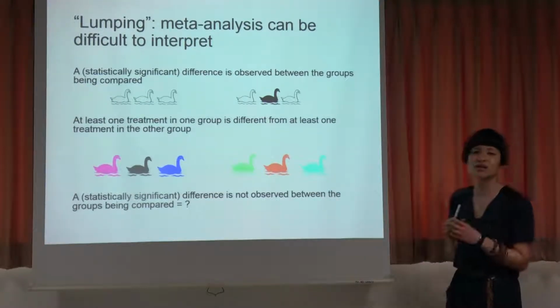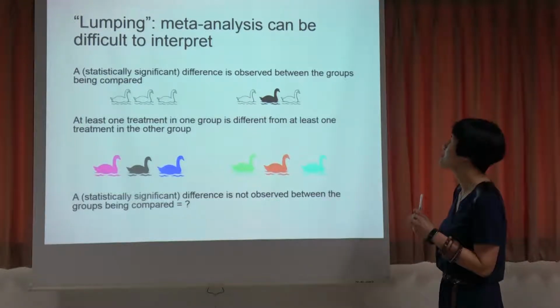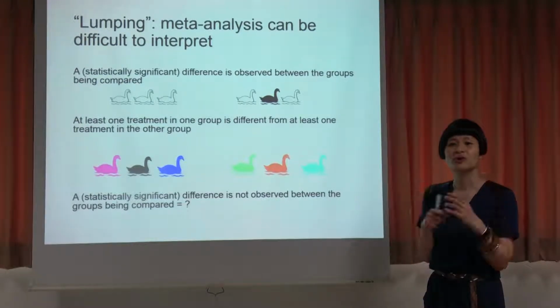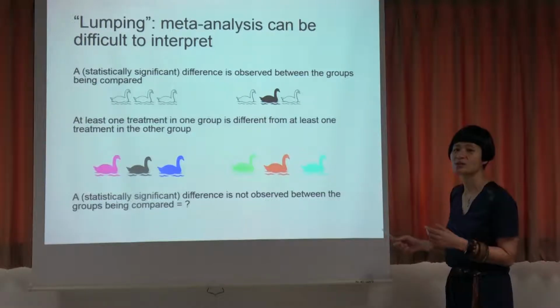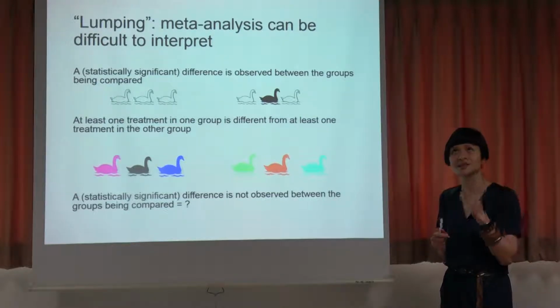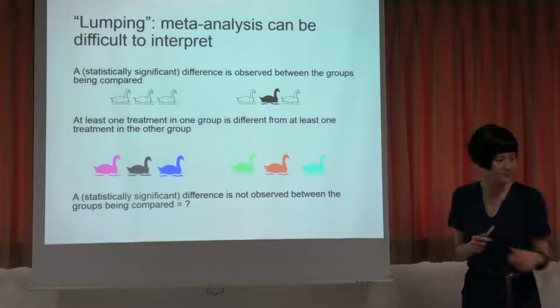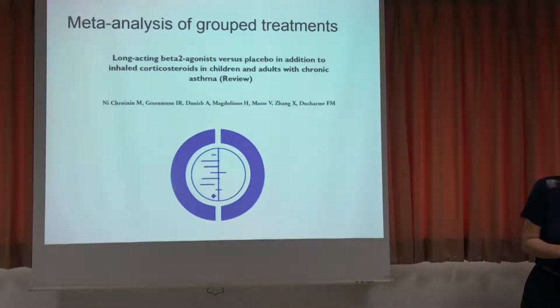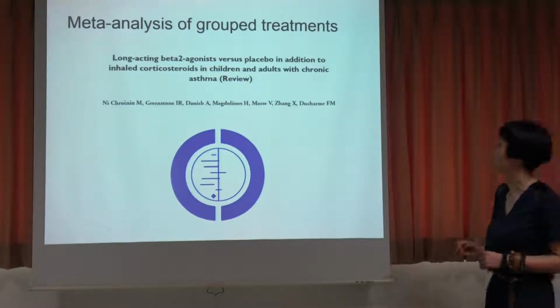So if you lump it together and then try and do a pairwise meta-analysis, you lose a lot of information, and it's really difficult to understand what that result is telling you, even if you find a statistically significant difference. So let me show you an example here.